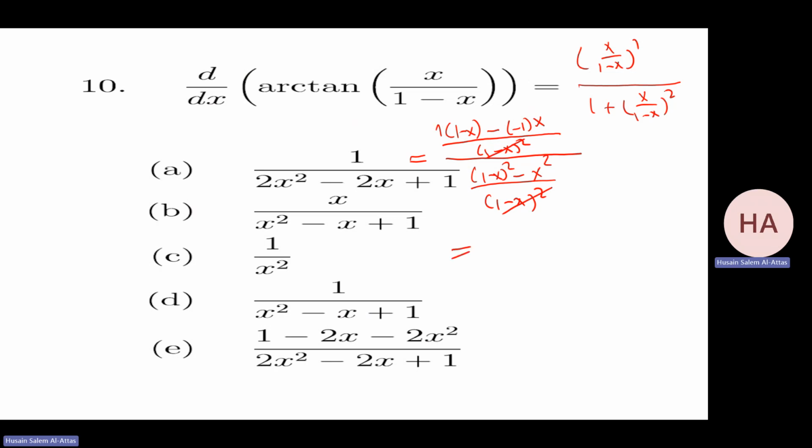So 1 minus x plus x, that is 1 over, open this, 1 minus 2x plus, no, this is plus, sorry. This is plus x squared plus x squared. So that will be 1 over 2x squared minus 2x plus 1, which is this. Calculation, we should be sure about it.